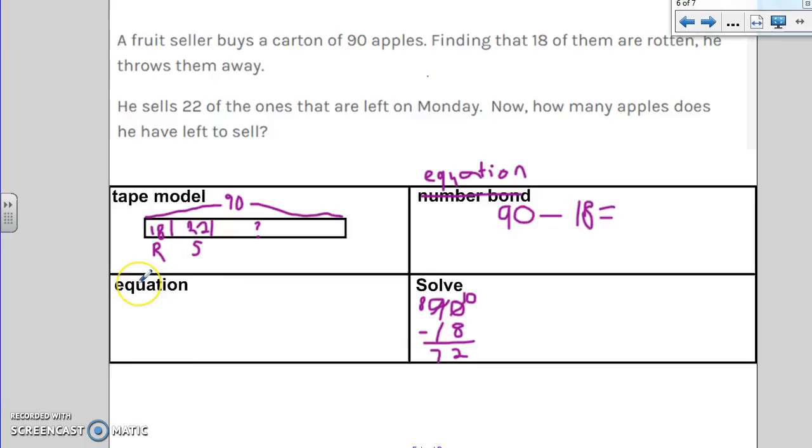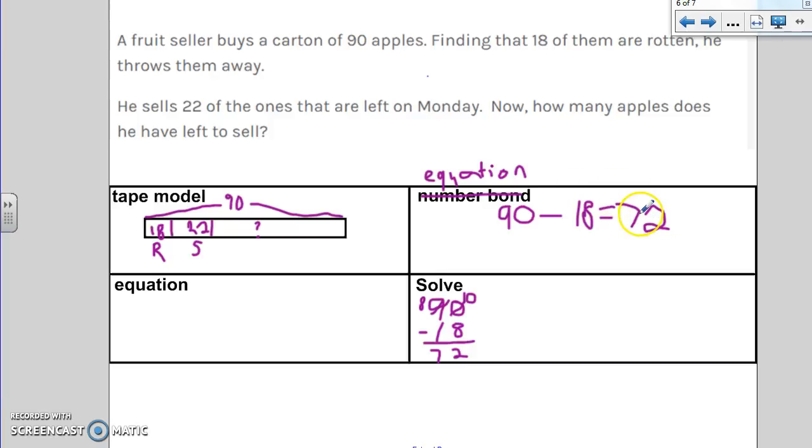Now there's another question or equation that I have to write to find out how many apples he has left to sell after he sells 22. That's this part right here. Okay, so after he threw away the 18, he had 72 apples left. He started with 90, he threw away 18. Now he has 72 apples.